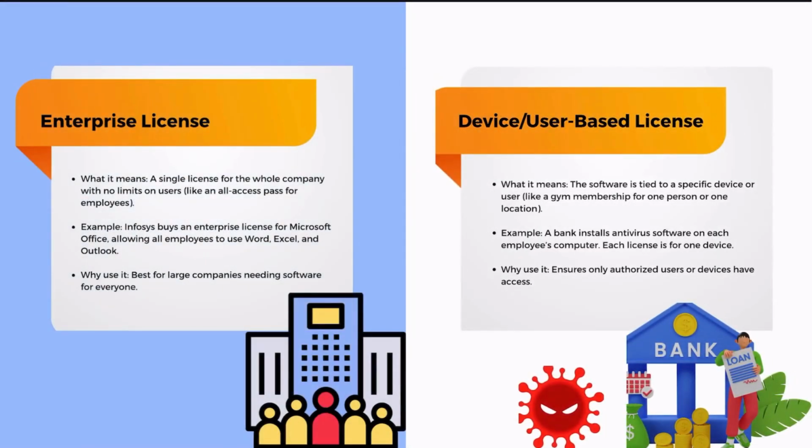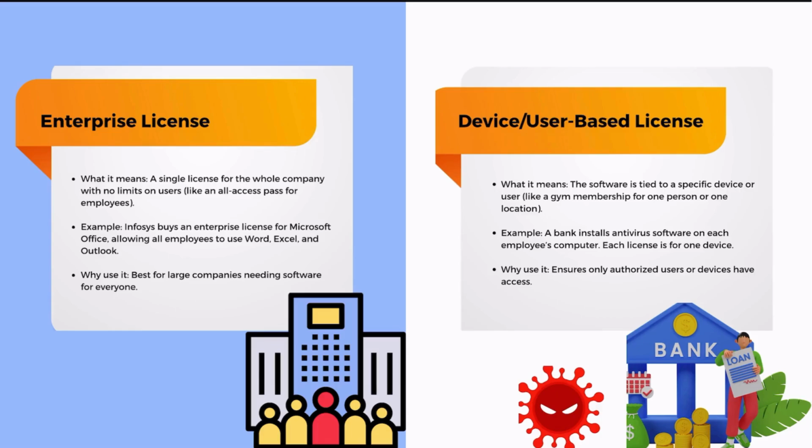Enterprise license. This is like an all access pass for an amusement park. Everyone in the company can use the software without restriction. For example, Infosys buys an enterprise license for Microsoft Office 365, so all their employees can use Word, Excel, and PowerPoint. Why is it good? It's perfect for big companies, not so much for small businesses, although they do buy it.